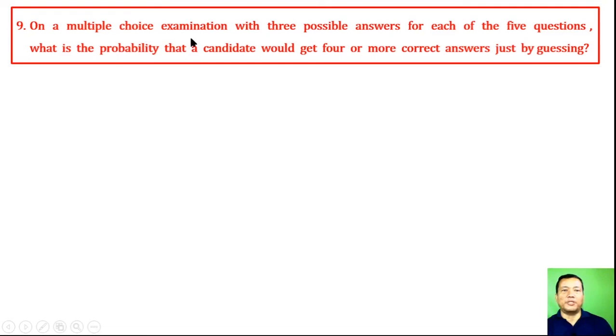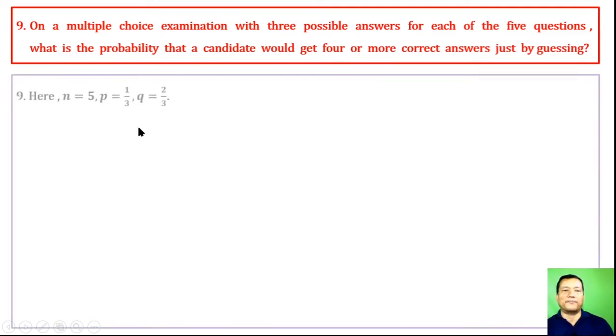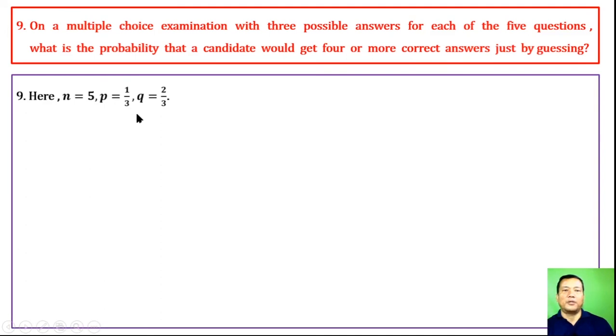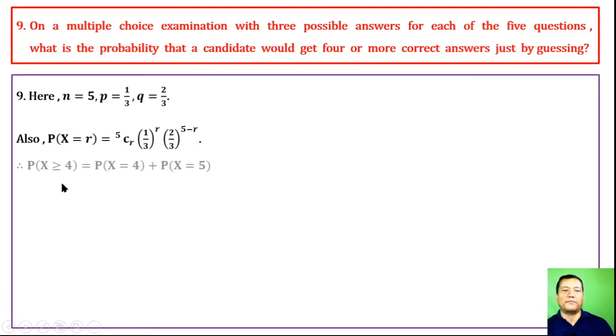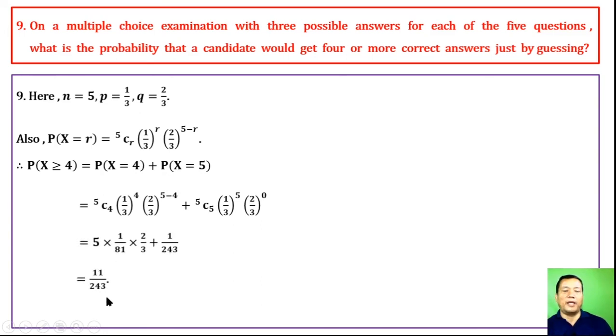Question number 9. In a multiple choice examination with 3 possible answers for each of the 5 questions, what is the probability that a candidate would get 4 or more correct answers just by guessing? Here n is 5, p is 1 by 3, and q is 2 by 3, and P of R successes is 5 C R, p whose value is 1 by 3 to the power R into q whose value is 2 by 3 to the power 5 minus R. Therefore P of X greater than or equal to 4 is P of X equal to 5 plus P of X equal to 4. Put R equal to 4 and R equal to 5 respectively, we get these two terms and combining we get 11 by 243.